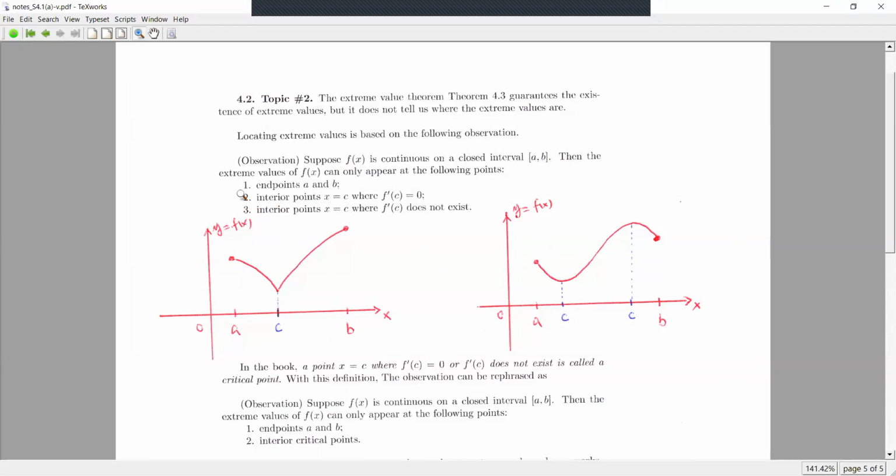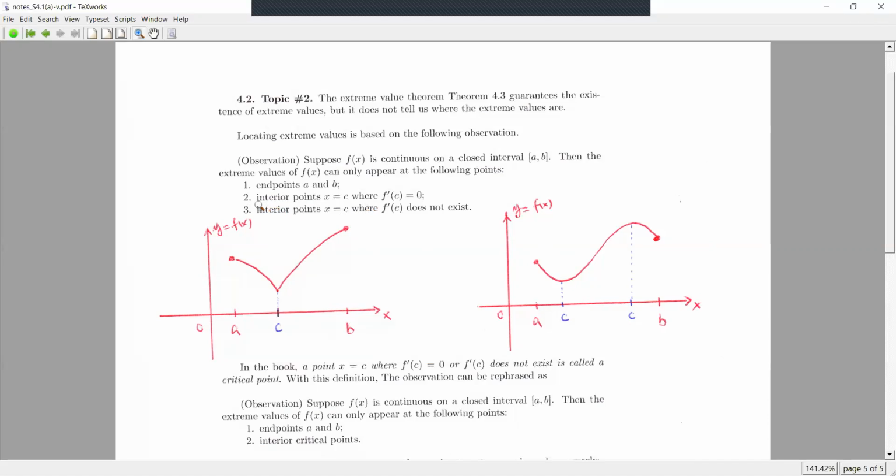Then the maximum and minimum values of this function can only appear at the following points. They cannot appear at other points. Number 1, maximum and minimum can appear at endpoints. Say, this is one example, they appear at the left or right endpoint.